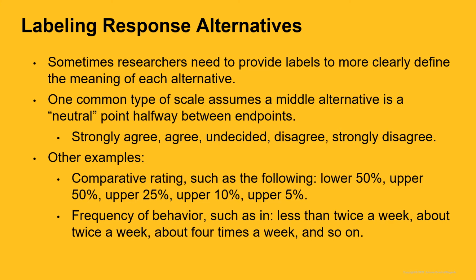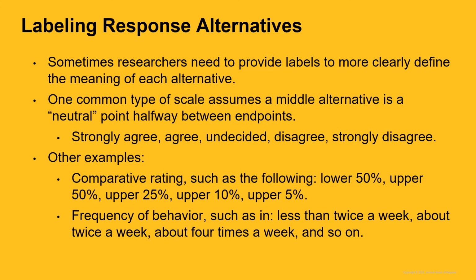A funny study that was done right here at ASU many years ago had to do with college students who rated their own attractiveness. And you can see in the comparative rating scales that people can rate themselves in the lower 50%, upper 50%, and so on. Well, interestingly, the vast majority of ASU students rated themselves in the upper 50 to upper 25% of attractiveness compared to the general population. I still think that's hilarious.